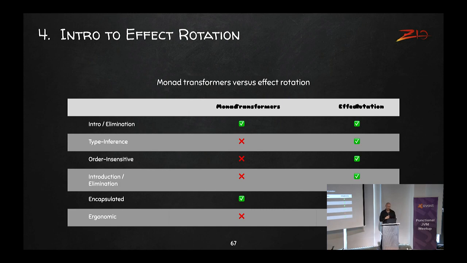Effect rotated types are also very ergonomic. So despite the fact that they have more type parameters, they infer fully, and they're lower kinded type parameters. There's no higher kinded F stuff. So people using them don't need to know higher kinded types, and they never need to supply any type annotation. Their IDE can always insert types wherever necessary.